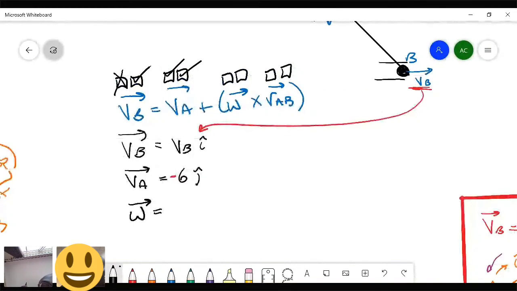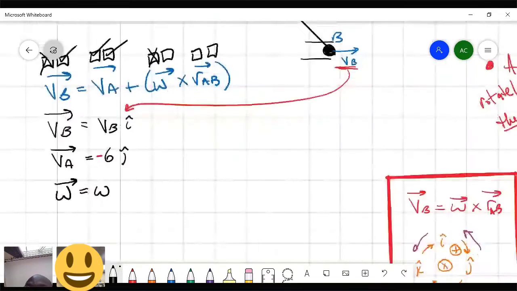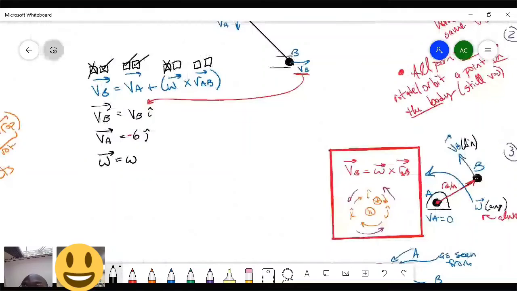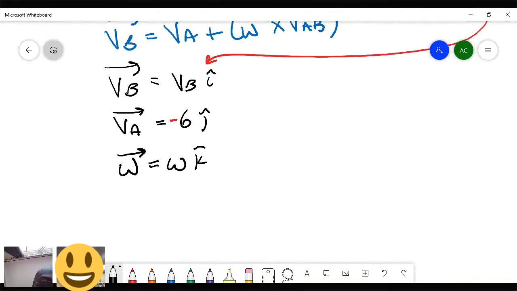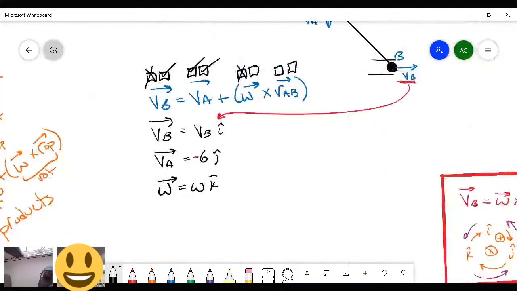Do you know how fast this thing is rotating? No, it's not given. But do you know the direction of its rotation? Yes. What's the direction of the rotation? I told you before, you always know the direction of rotation. Exactly. You're a smart kid. It's always K. Always K. You should always assume that W is moving in the K direction.